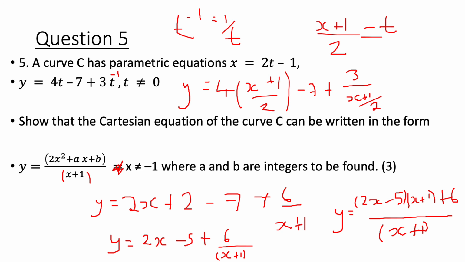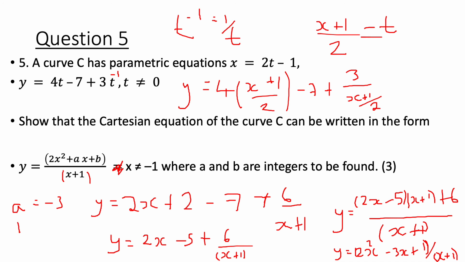Okay, so expanding this and simplifying it, I'm going to get y is equal to 2x squared minus 3x plus 1, all divided by x plus 1. Okay, where a would be equal to negative 3 and b would be equal to positive 1. So that is a bracket there, sorry. Okay, so a would be equal to negative 3 and b would be equal to positive 1, guys.